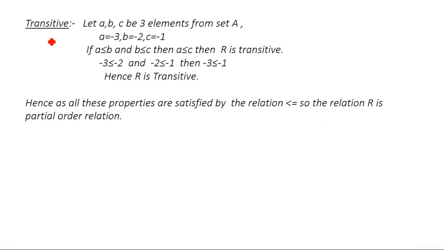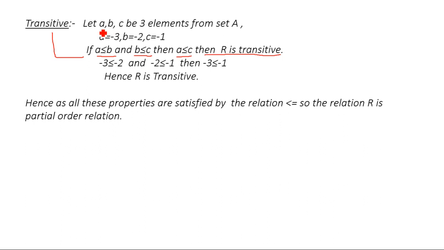Now we will check for the transitive property. The transitive property is the property where a is less than or equal to b and b is less than or equal to c, then automatically a will be less than or equal to c. Then and only then our relation R is transitive.